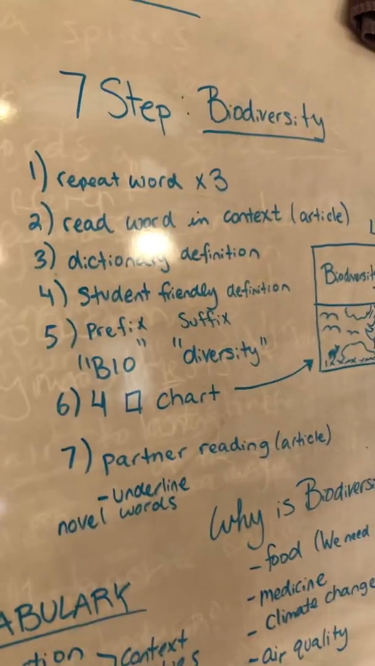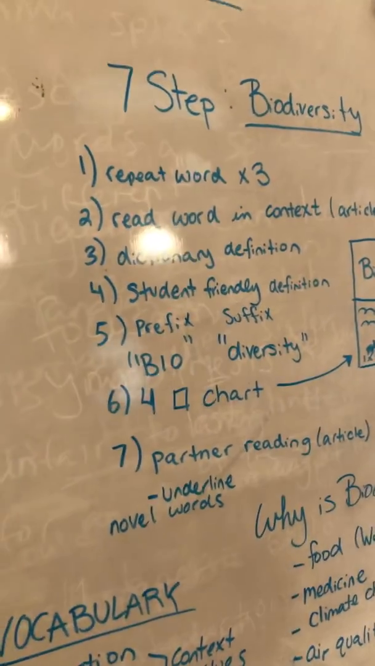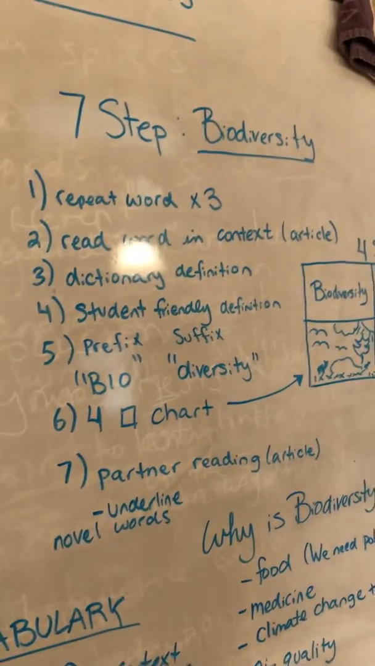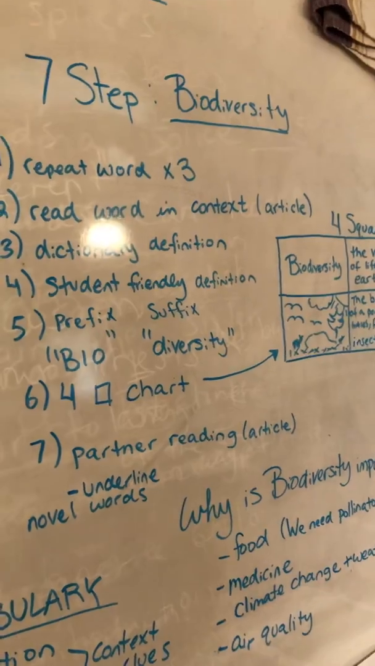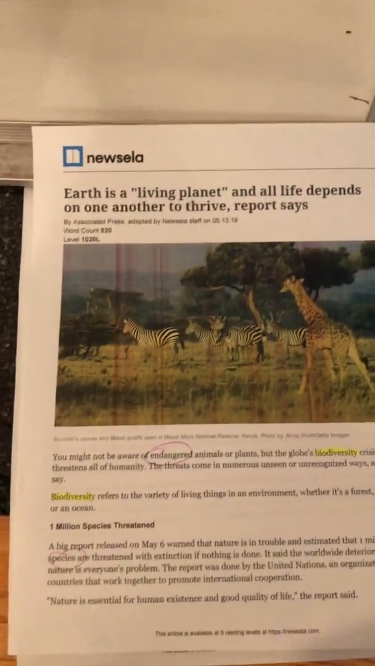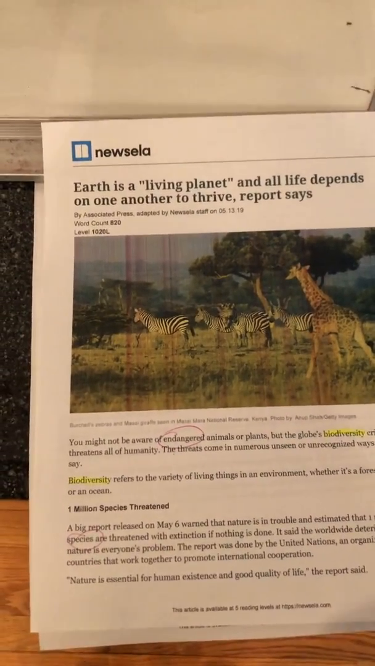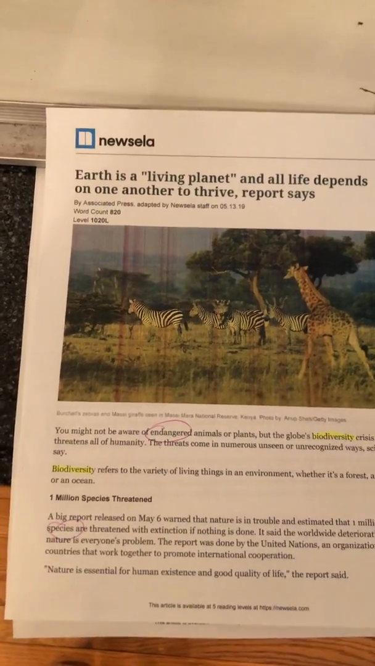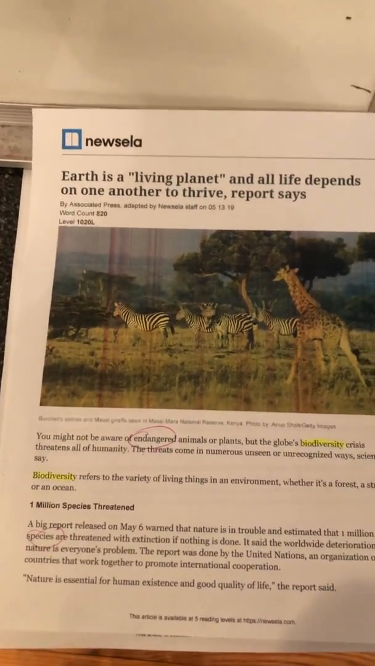The next step, or actually the last step in the 7-step strategy, is to give the students some partner reading. So we're going to return to our article and we're going to have the students get together in pairs and partner read paragraph by paragraph. You should instruct students to either circle or highlight any words that are new to them.